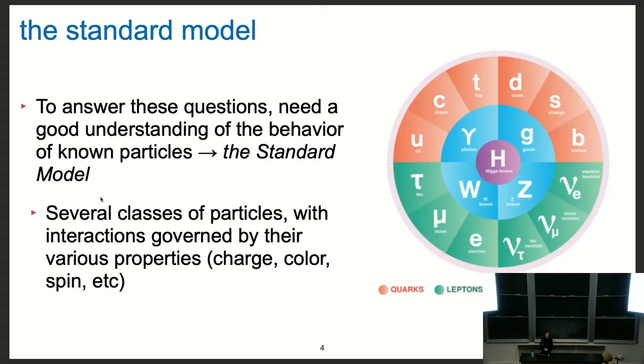In order to answer these questions, we must first have a model that we understand and that can make predictions for what we should be seeing. If we don't know what we should be seeing, then we can't say whether we are seeing something new that could explain some of these open questions. This is why we have the standard model, which I'm sure many of you are familiar with. It has several classes of particles, with interactions governed by properties such as charge, color, spin, mass, et cetera. You can see a list of the different particles here: quarks, leptons, bosons, most of which, with the exception of neutrinos, we can study at the LHC.